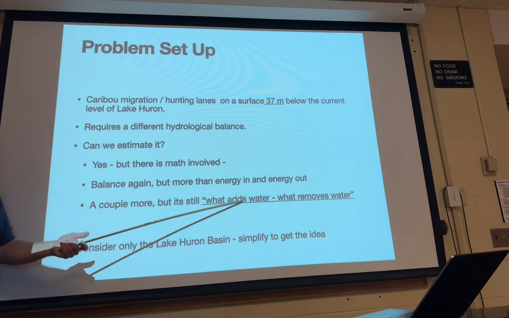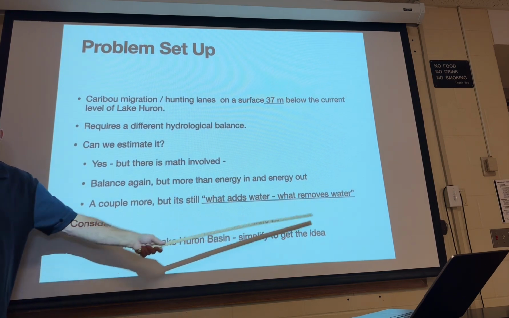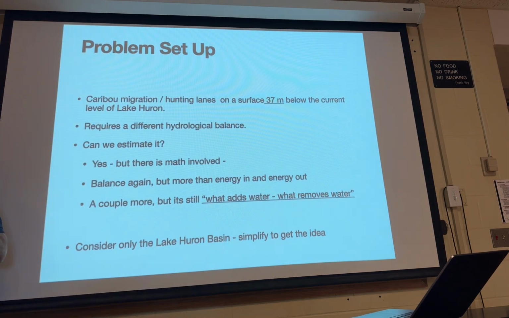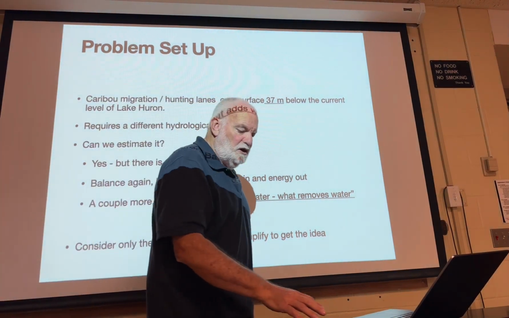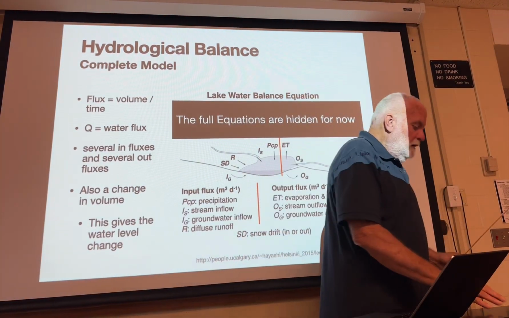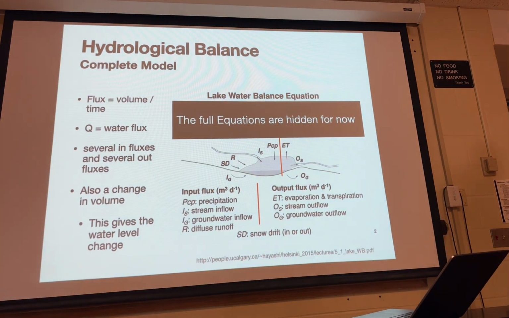We're still worried about the things that will add water versus the things that will take the water away. When today, what takes the water away is the outlets, the big rivers that run out of the lakes. So we can measure those. This lake was below that outlet. So there's less things that could have taken the water away back in that day. All right. We're only going to consider a piece of the Lake Huron Basin, and I'm going to simplify the geometry to make it more palatable. Here's the simplest expression of hydrological balance.